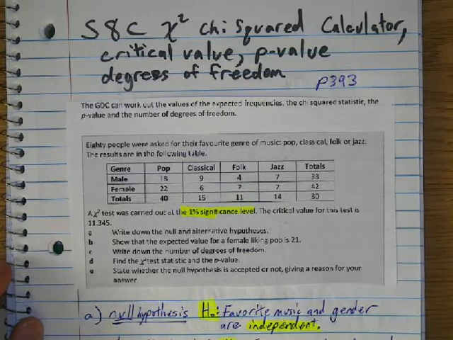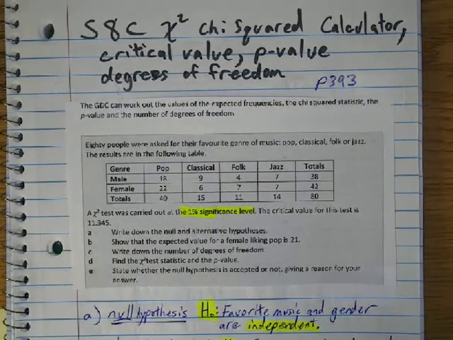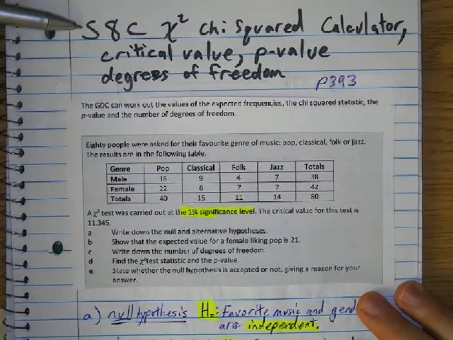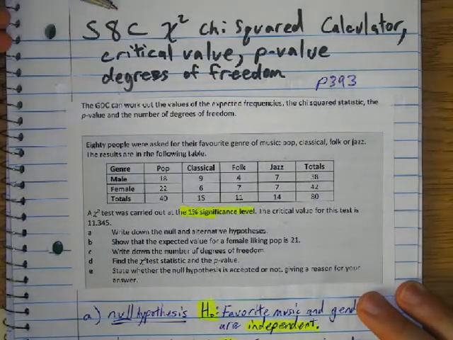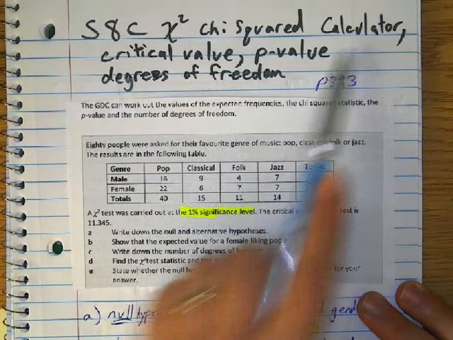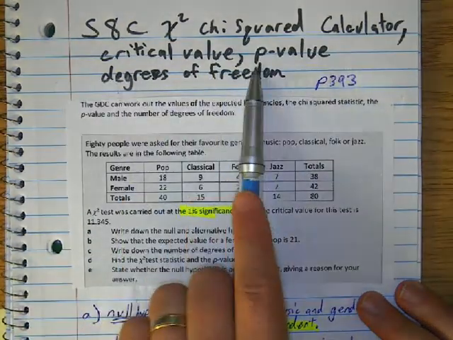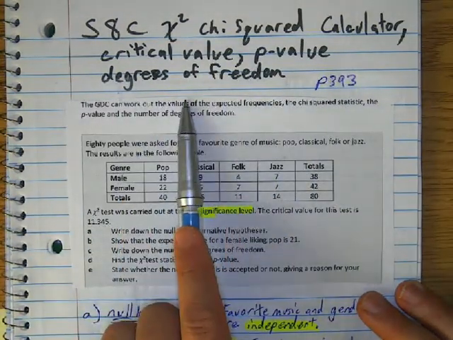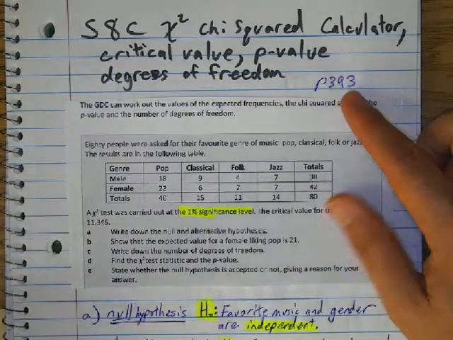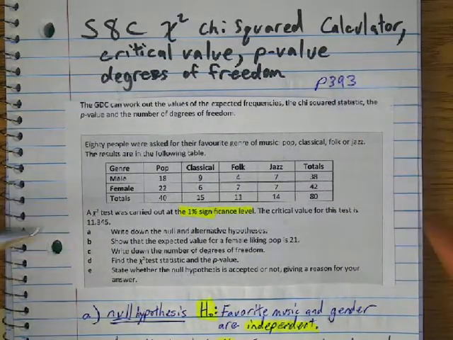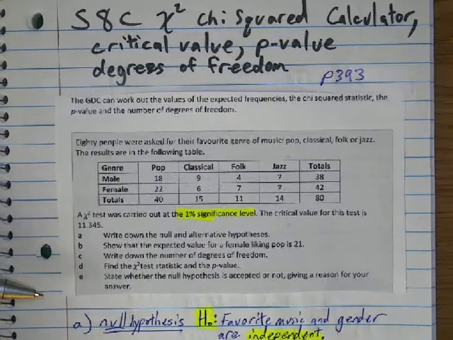All right, so now we're going to talk about standard level chapter 8, section C, chi-squared, calculator steps, critical values, p-values, and degrees of freedom. In your Oxford book, it's page 393. Okay, so they give you this example here. I'm going to zoom in a little bit.